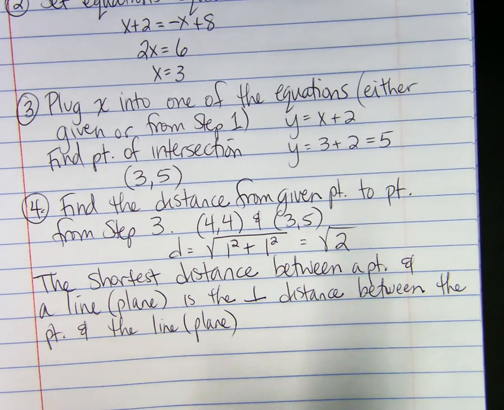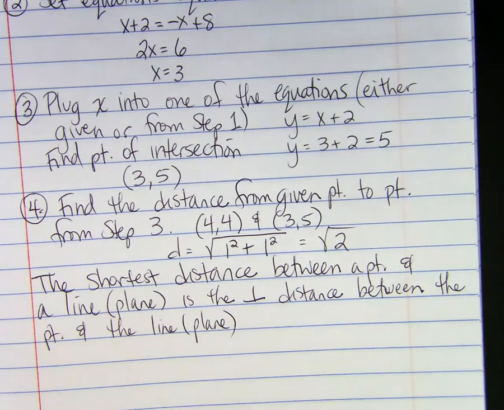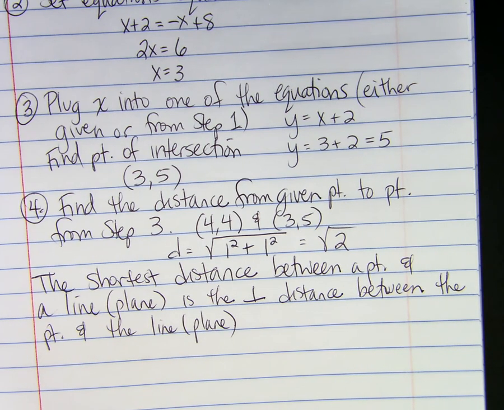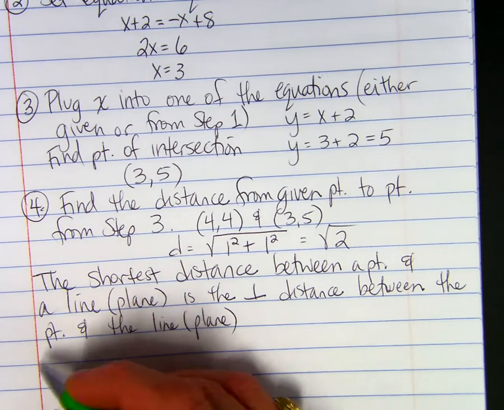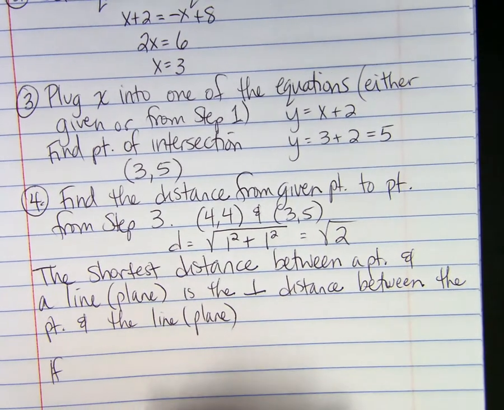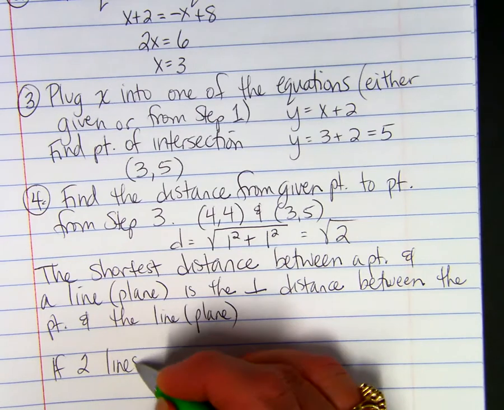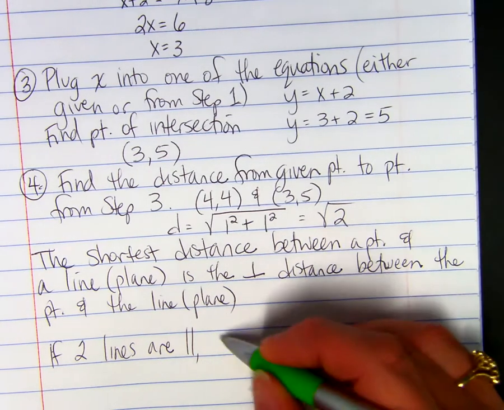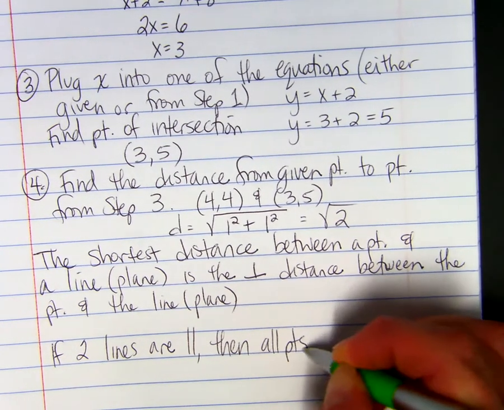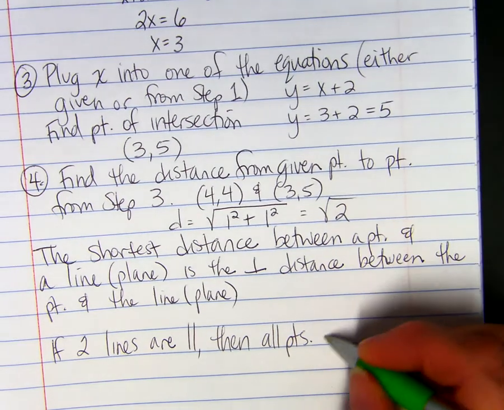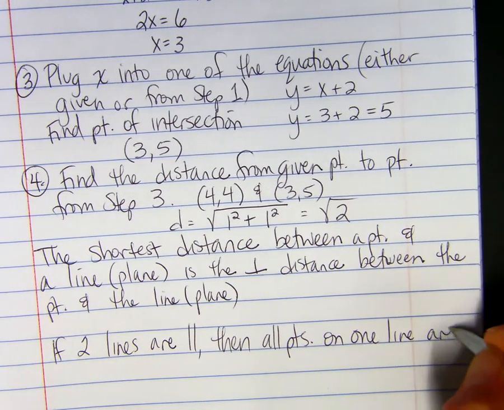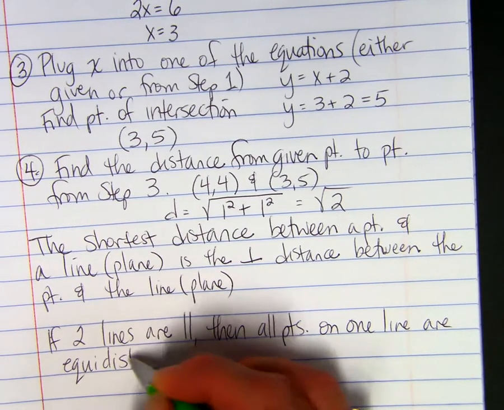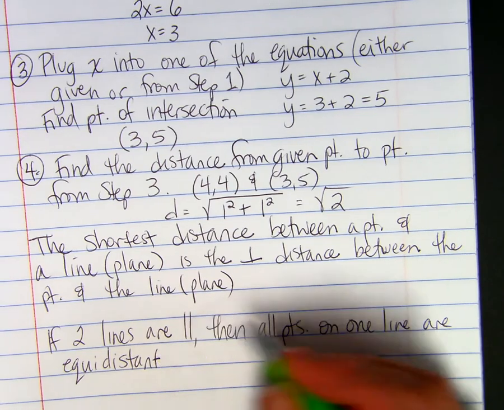Then the last theorem is if two lines are parallel, all points on one line are equidistant from the other line. So if two lines are parallel, then all points on one line are equidistant from the other line.